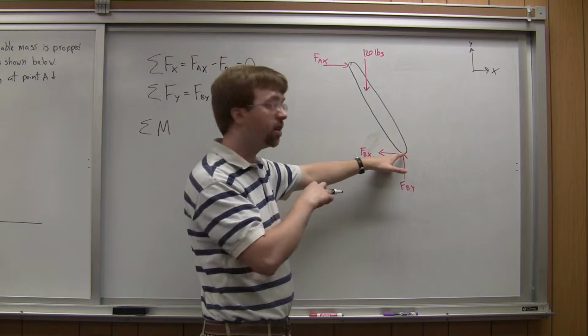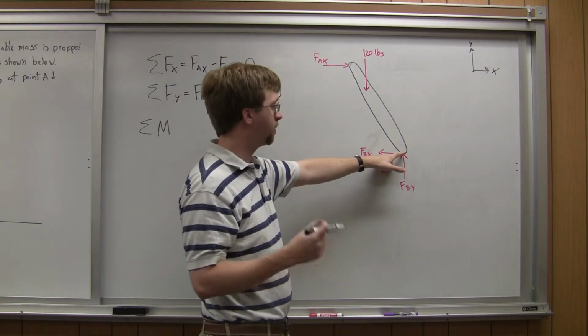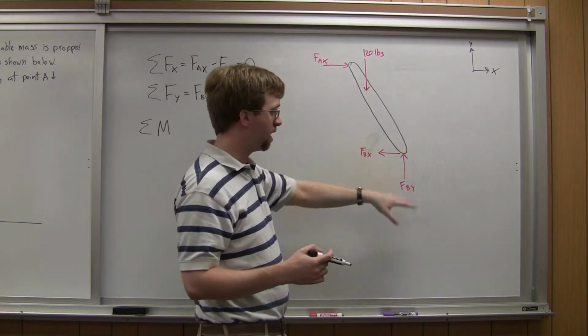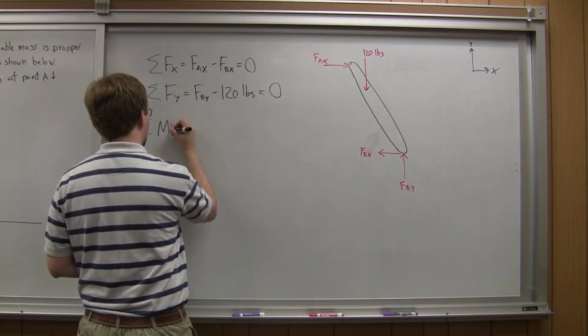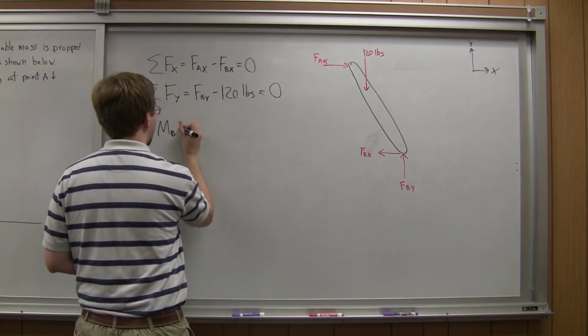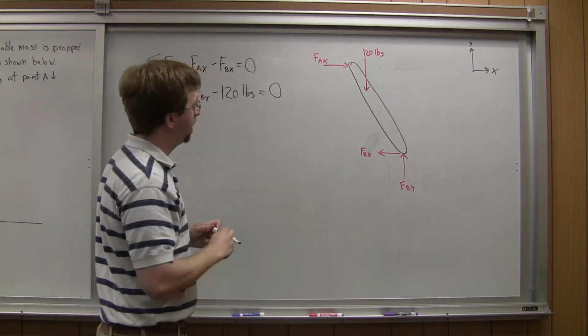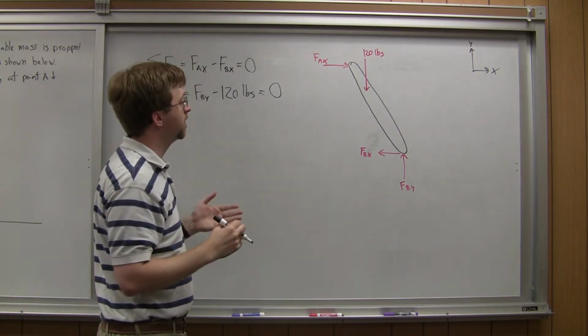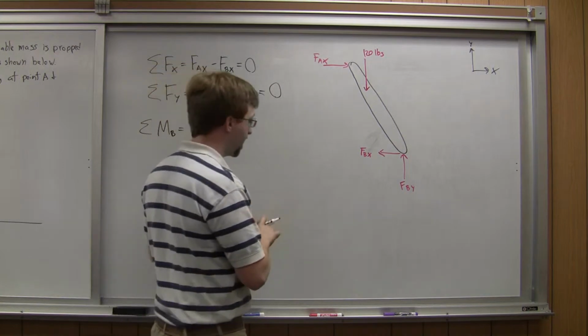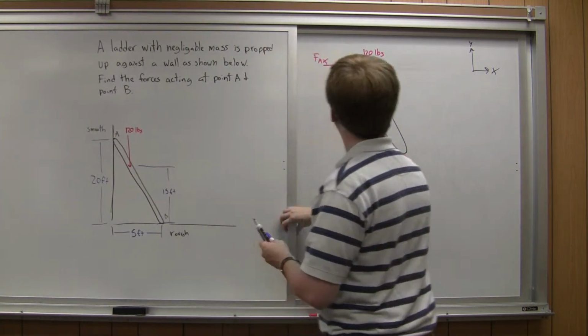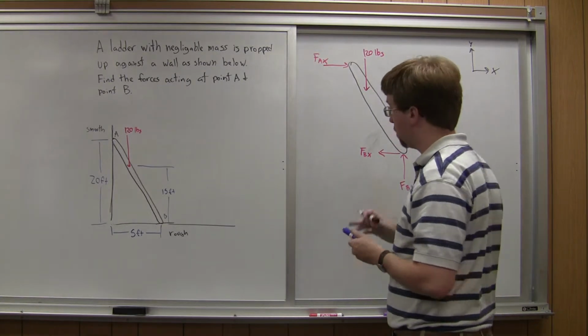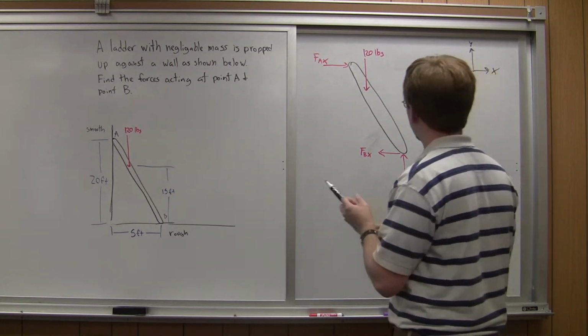So because all the moments are going through that point, or some of the forces are going through this point, I don't have to worry about these two unknowns. So sum of moments about point B, and it's going to be force times distance. So FAX, if I go back to my diagram, I can add in some of these distances.